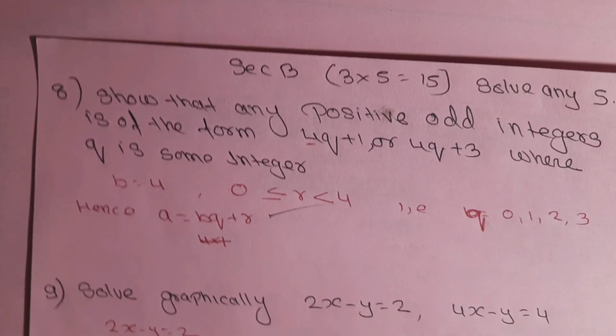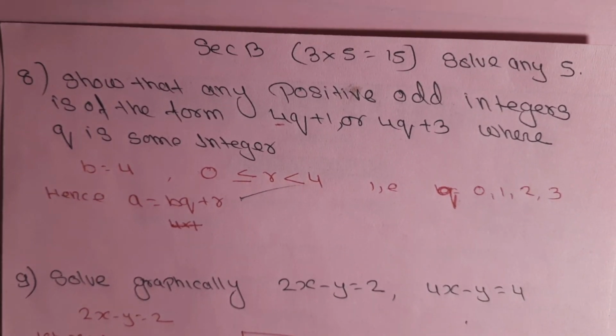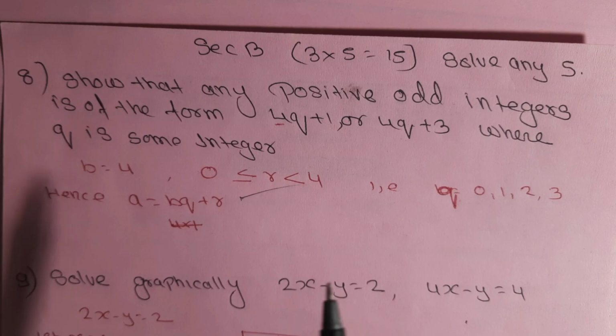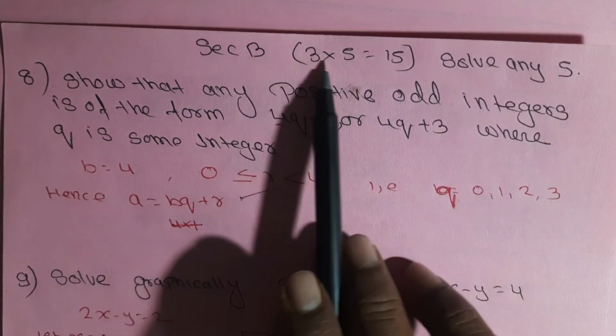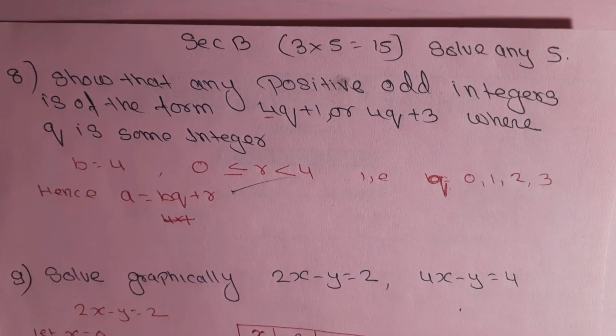So this is section B. Again, in this section B, you will have 7 questions. Out of 7 questions, you have to solve any 5. Each question carries 3 marks, that means 3 fives are 15. Now this is question number 1.